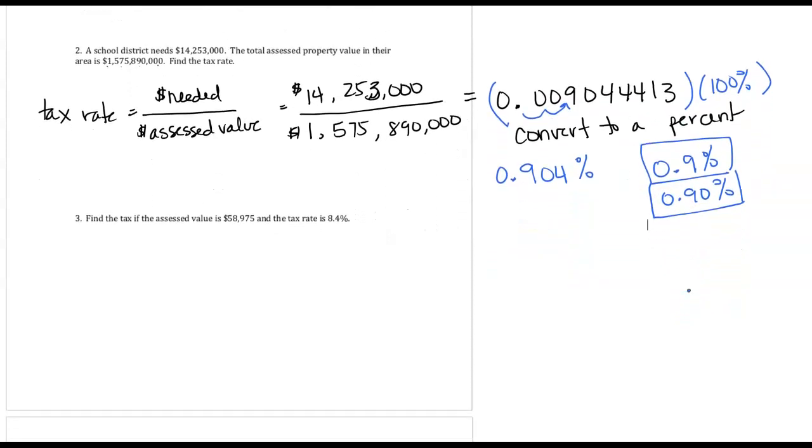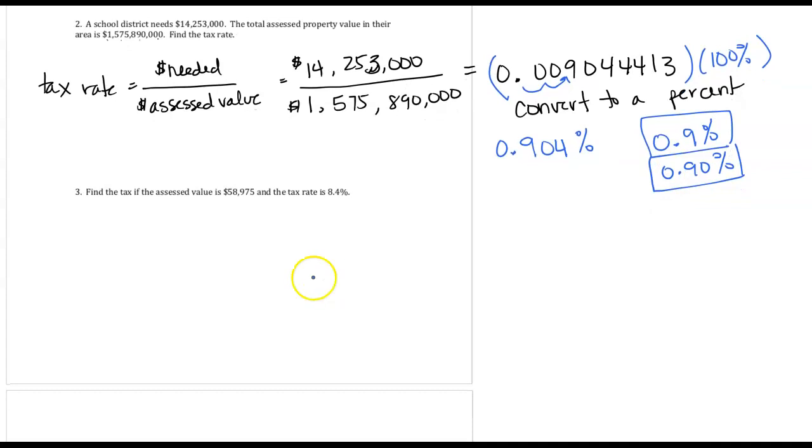Question 3, find the tax if the assessed value is $58,975 and the tax rate is 8.4%. So the money that someone pays in tax is the tax rate, the tax percent. In this case, 8.4% as a decimal is 0.084. And we're going to multiply that by the assessed value.